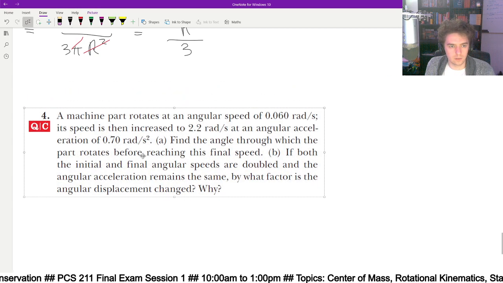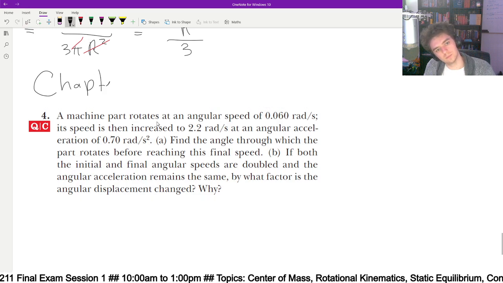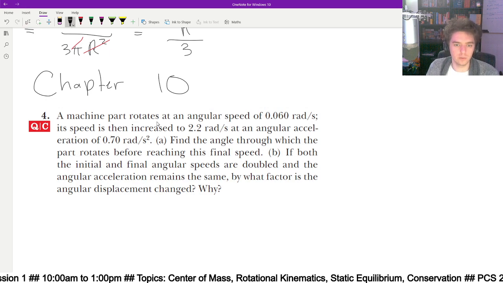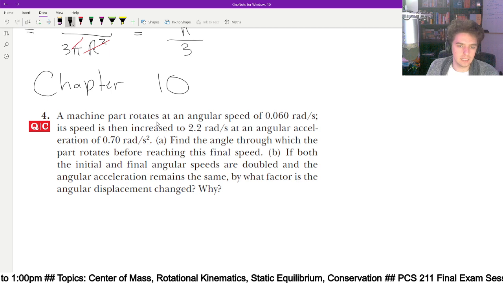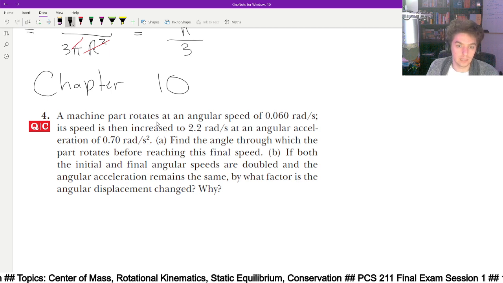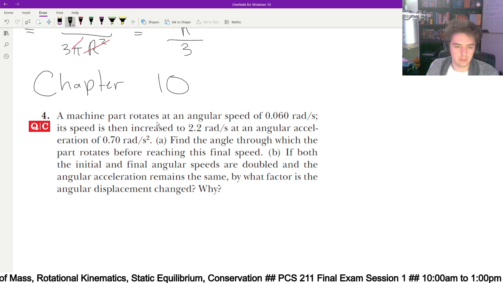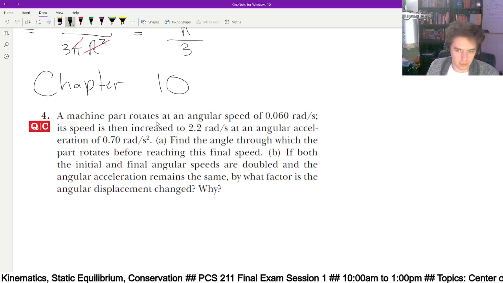Okay. I'll write here. This is where we start chapter 10. A machine part rotates at an angular speed of 0.06 radians per second. Its speed is then increased to 2.2 radians per second at an angular acceleration of that. Find the angle through which the part rotates before reaching its final speed.